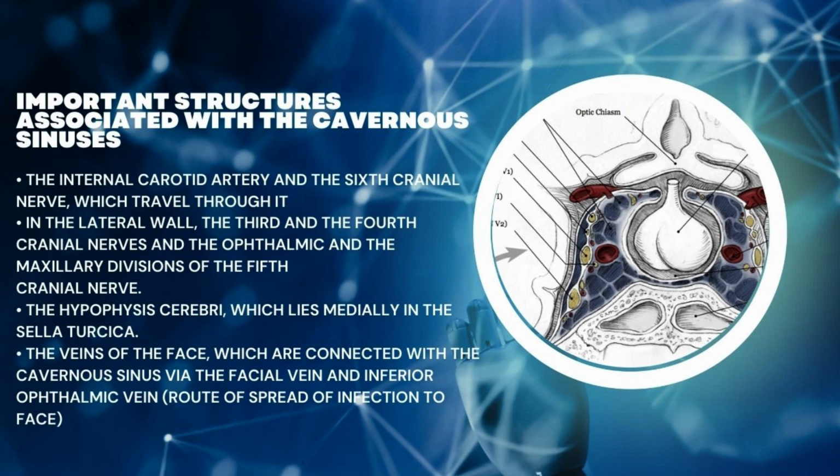However, in the lateral wall, the third and fourth cranial nerves and the ophthalmic and maxillary divisions of the fifth cranial nerve are present. The hypophysis cerebri lies medially in the sella turcica. The veins of the face that are connected with the cavernous sinus via the facial vein and the inferior ophthalmic vein are an important route for the spread of infection from the face.